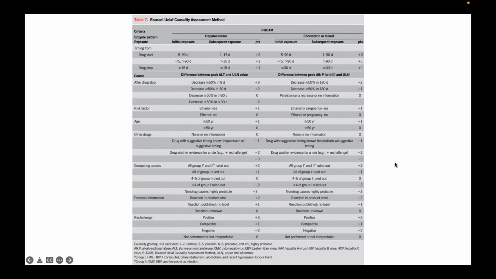I think for RUCAM, it's important to understand the concepts behind it more than actually going through and calculating a score. Exactly. You should just know how they tease out causality, rather than really memorizing the score, because you always have access to the score.